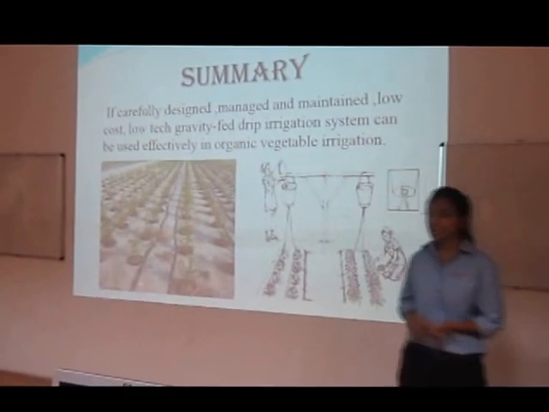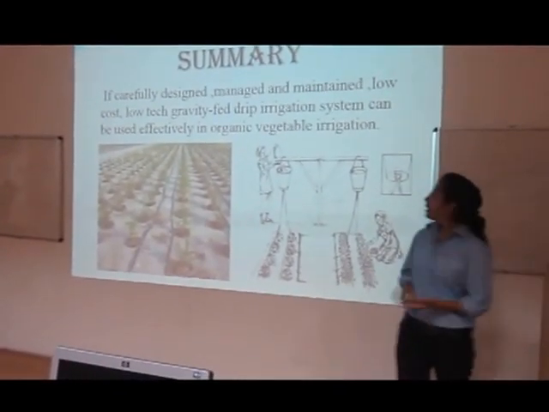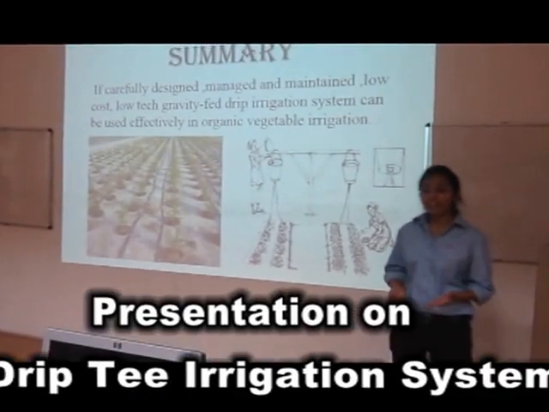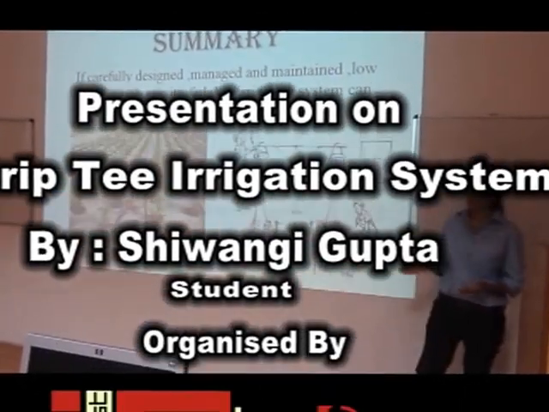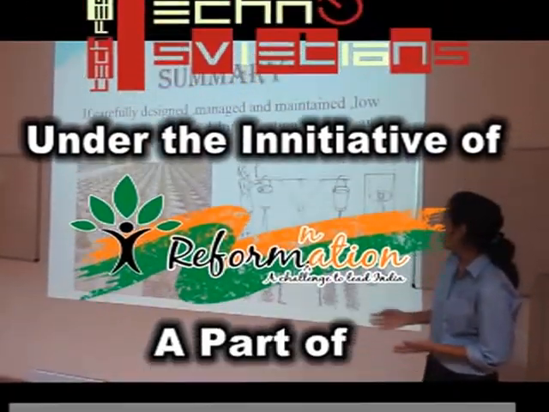If properly designed, managed and maintained in a good way, the low-cost, low-tech gravity-fed irrigation system can be useful and effective for the growing of the plants, as you can see.